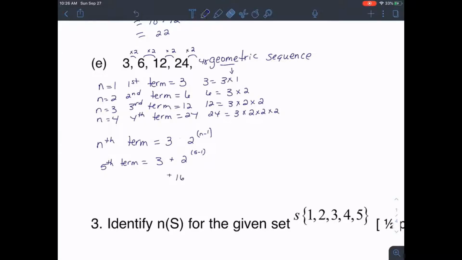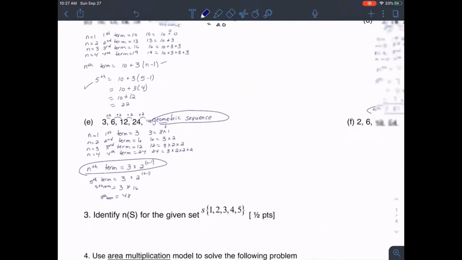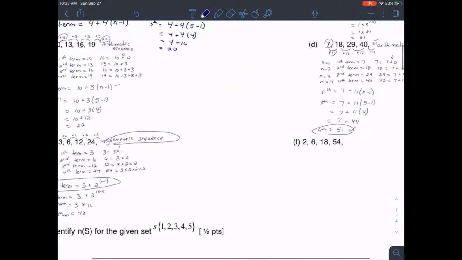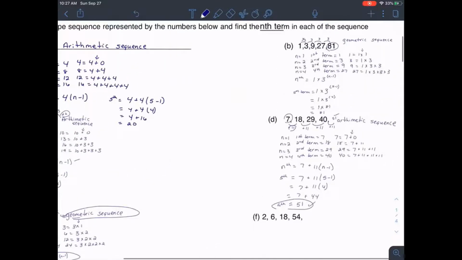Wait, these are supposed to be multiplied. So 16 times 3 is 48. All right, so this is our nth term. That's a geometric sequence. Okay, just checking I did it all right.